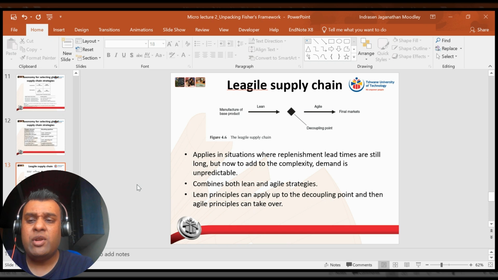And of course, you could have what we call a leagile supply chain. And this is a supply chain that has lean up to the decoupling point, and then from the decoupling point, you've got the agile portion.